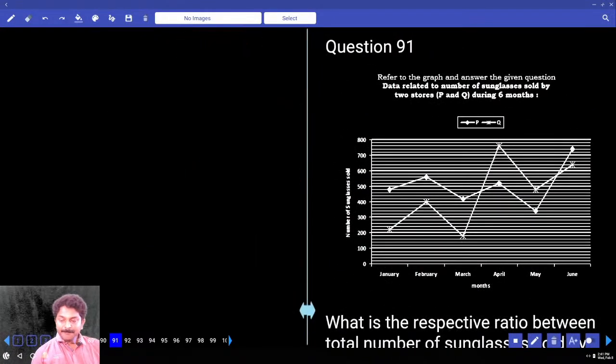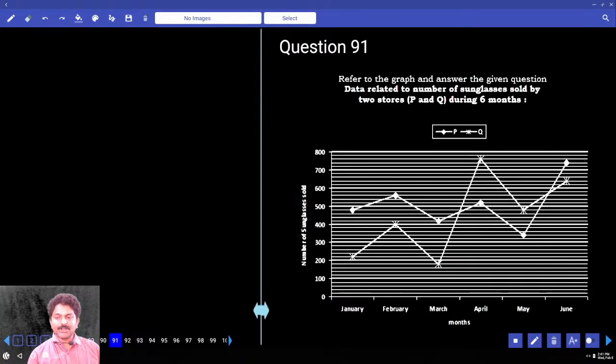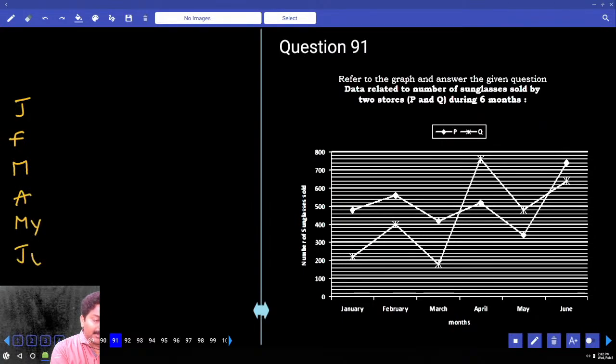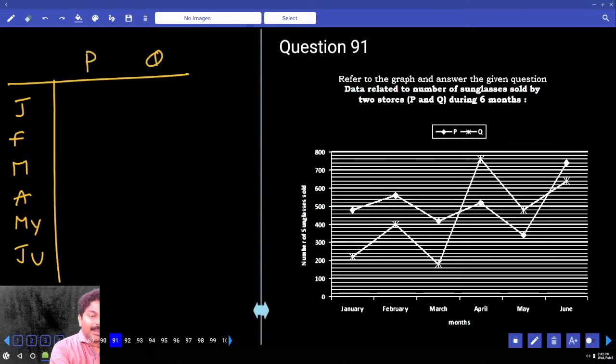Right, 91. Data related to number of sunglasses sold by 2 shops during 6 months. Jan, Feb, March, April, May, and then June. P and Q. P is diamond. We have 100 gap, right? And then how many lines are there? 5. Each line occupies 20. Starting with January P value, which is 480. Continue the line.